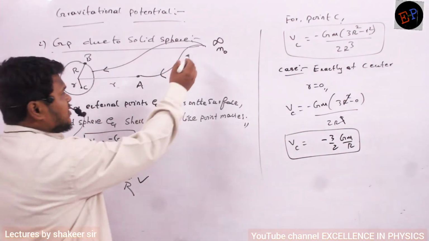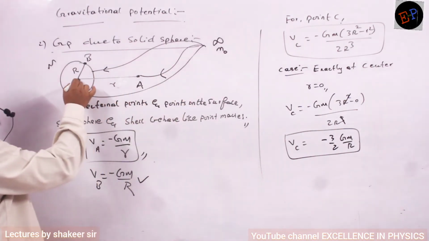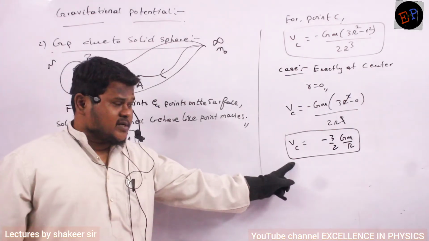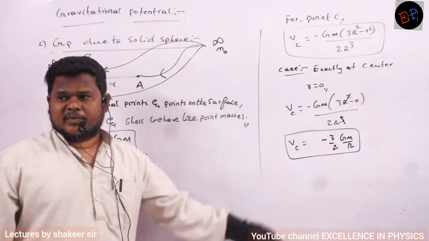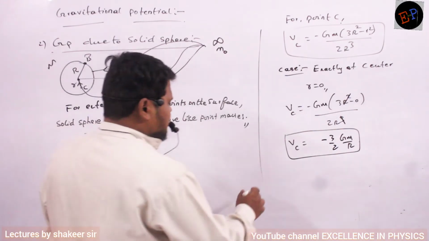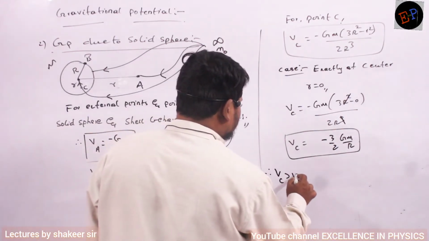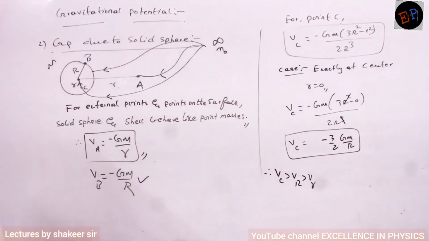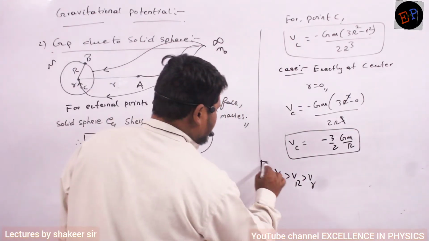It means that to bring the same test mass up to the center, I have to do a very huge amount of work. So that is why potential at the center will be maximum. Are you able to understand? So therefore, potential at center is greater than potential at capital R is greater than potential at small r. This is a point. Understood?